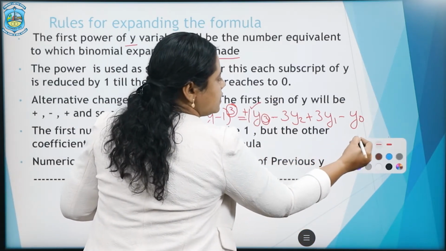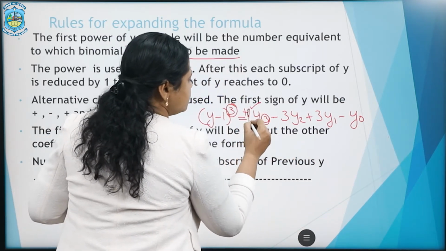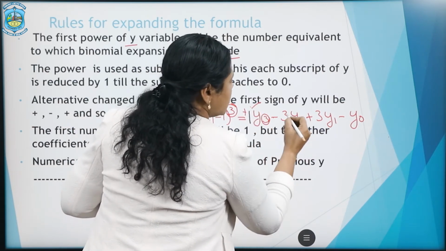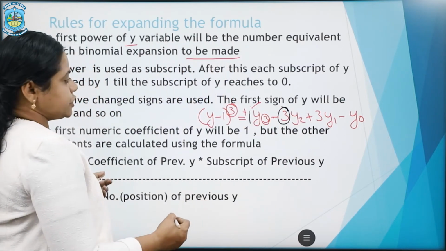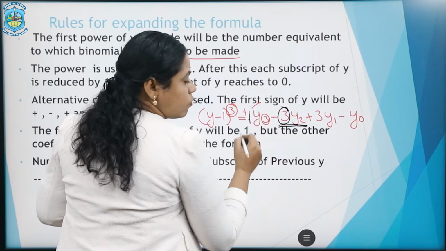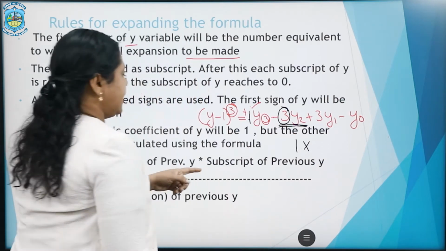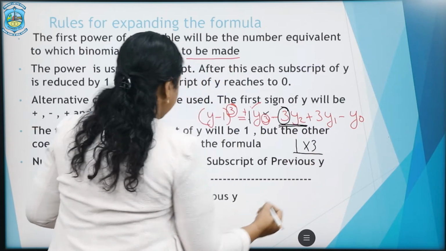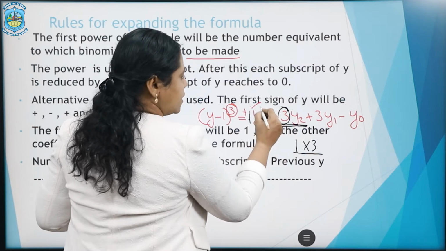First one is always 1, and the second: how do we calculate this second numerical coefficient? Let's see, numerical coefficient of previous y. If we are talking about this term, the previous term is 1y3. So the numerical coefficient of previous y into the subscript of previous y. What is the subscript of previous y? 3. Divided by the serial number, the position of the previous y. What is the position of previous y? 1. This is position 1.